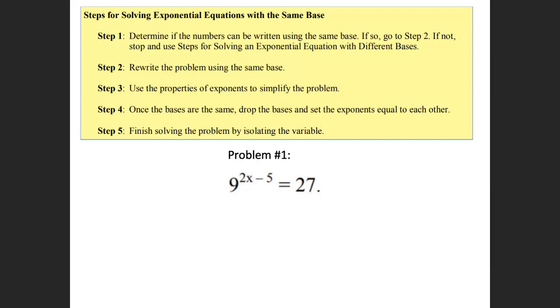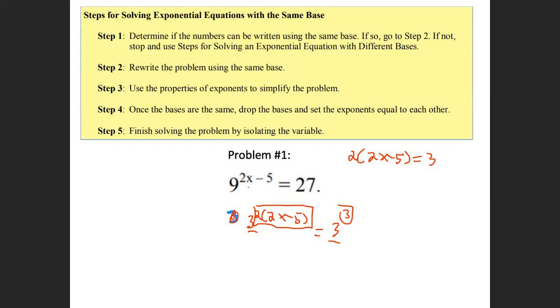The first way is the way that we already learned, if we could get the bases to be the same. So for example, this one, I could rewrite this: 9 I can rewrite as 3 squared, and then I still have the 2x minus 5 there, is equal to, and then 27 can be written as 3 to the third. So if I can write the bases the same, then the exponents are equal. So in this problem, I have 2x minus 5 is equal to 3.